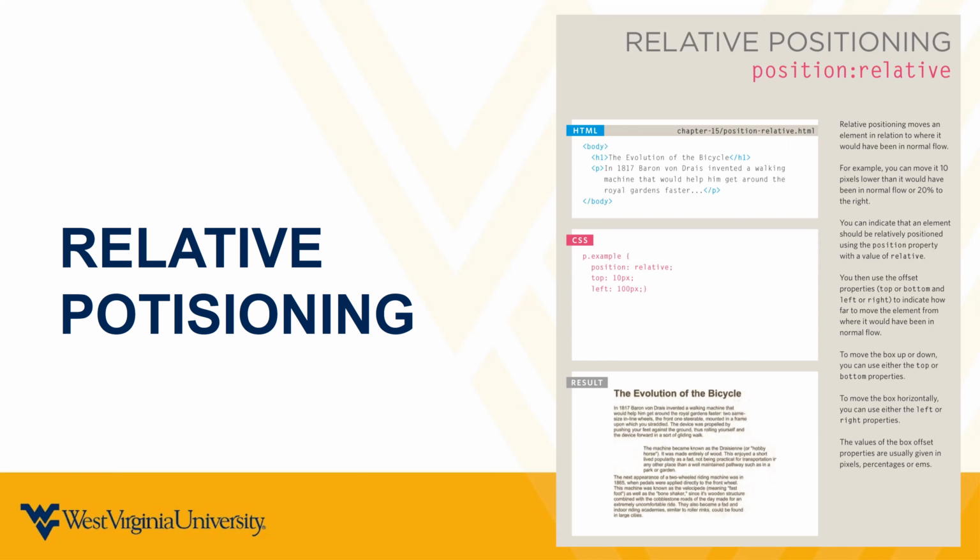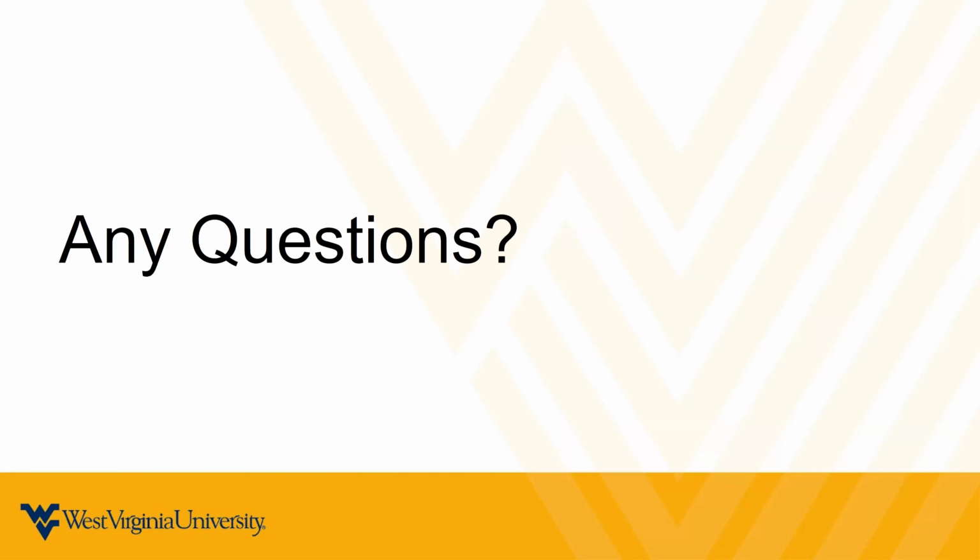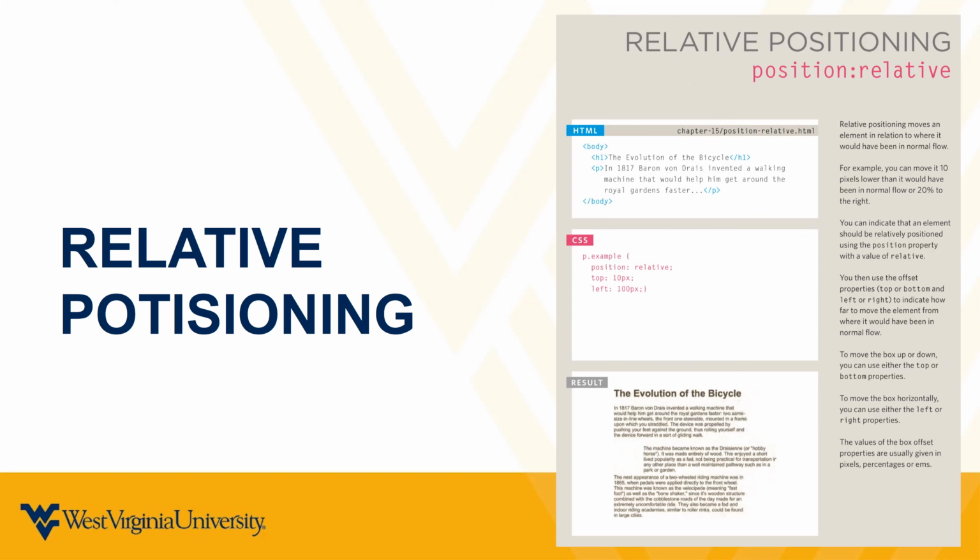Now for relative, it's saying here that it moves an element in relation to where it would have been in normal flow. So it's pixel-wise. You can see the example there in CSS. Position relative, the top is 10 pixels, that PX is pixels, and the left is 100 pixels. So it's adding that onto the original position. Because I'm a visual learner, that's why I wanted to show it; it's easier to explain.